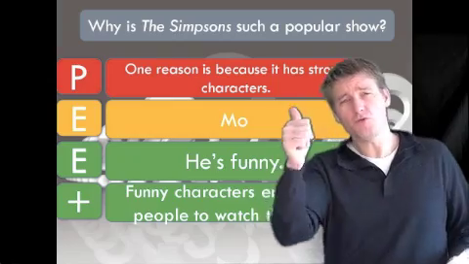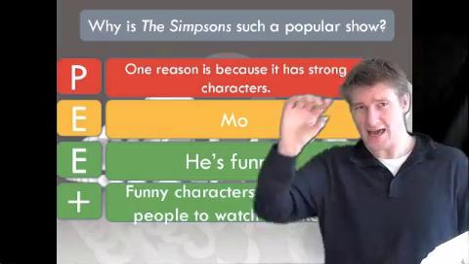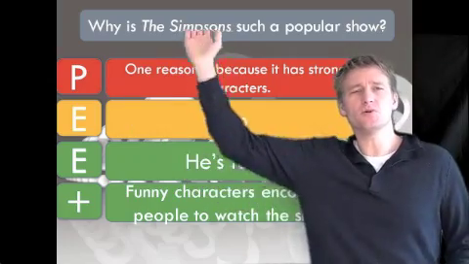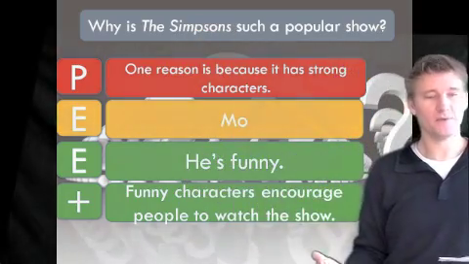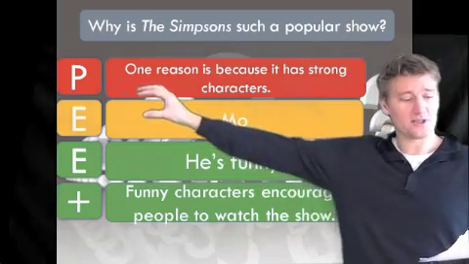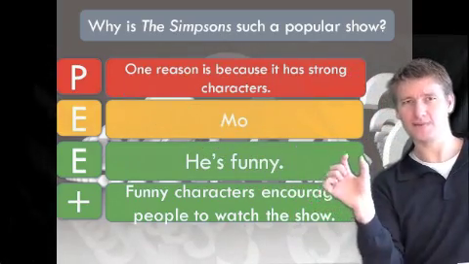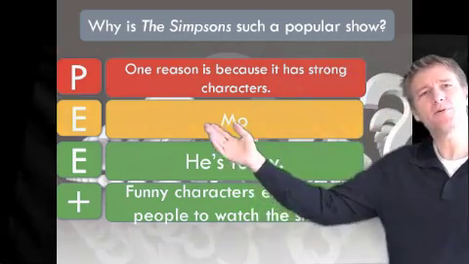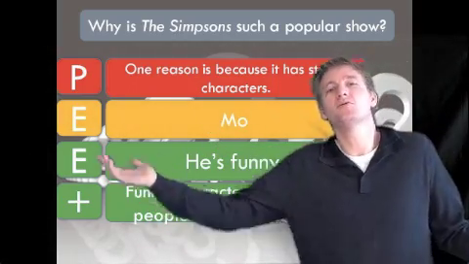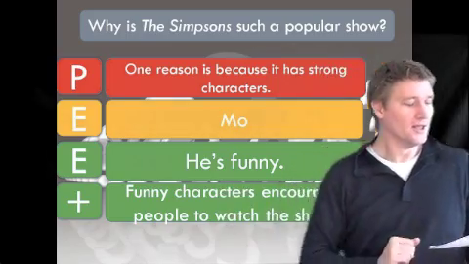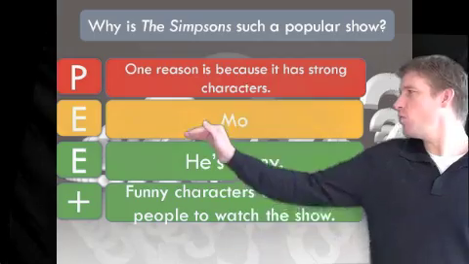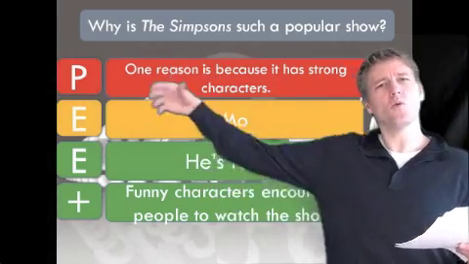Point. One reason, one point to answer the question is because it has strong characters. Might not be the most important reason, but it is a reason. So there's your point. It's got strong characters. That's what this paragraph's going to be about. That's what this PEE is going to be about. An example of a strong character, okay, Mo. Mo's an example of a strong character. I like Mo. Why is that then? Explain your answer. Explain why Mo is a strong character and why that's important.